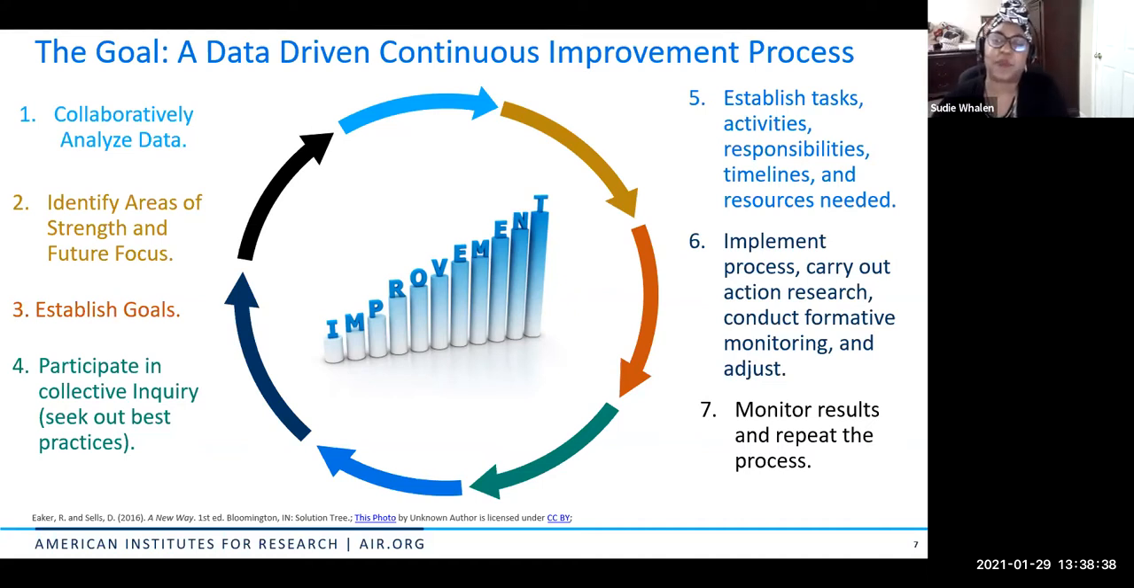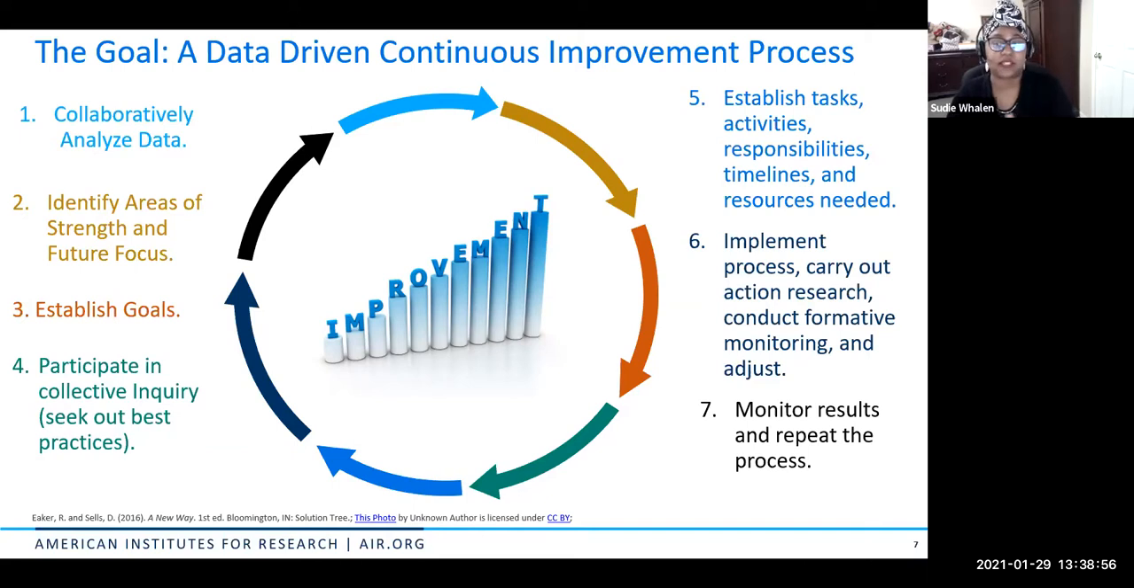And so that's going to be my specific area for future focus. Then I'm going to establish some goals. I'm going to establish a long-term goal, and I'm also going to establish short-term goals to help me meet that long-term goal. But I'm not doing that by myself. I'm doing it with my team, and I don't get to pick it by myself. I get to collaborate with my team, and my team and I agree.